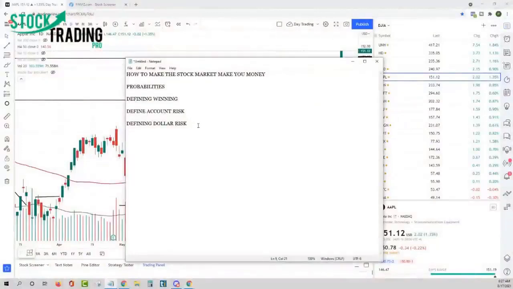All right, next, so defining the dollar risk. Now we get into position sizing. Position sizing is actually relatively simple. Position sizing is simply taking the difference between what we just defined, the dollar risk, and dividing that by your stop loss. And that gives you the proper share size.